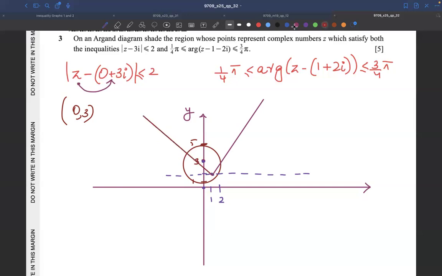And as the angle is in between and the area is within the circle, we will be shading this area over here, as the argument within this area is between 1 upon 4 pi and 3 upon 4 pi, and also the modulus or the distance is less than or equal to 2, which basically means it is within the circle. And this is the area that we'll have to shade.